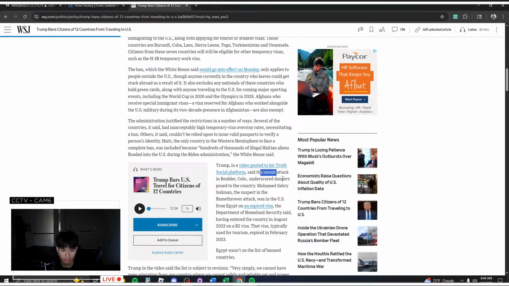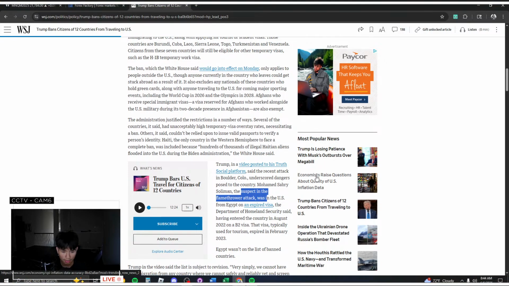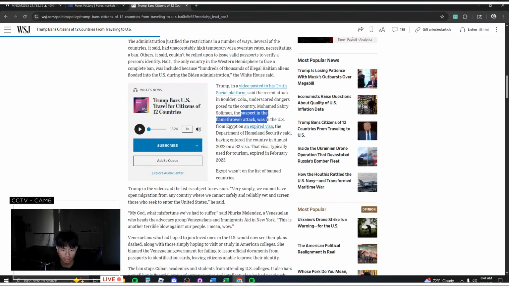So the recent attack in Boulder, Colorado underscored dangers posed to the country. Mohammed Sabri Suleiman, the suspect in the flamethrower attack, was in the United States from Egypt on an expired visa. The Department of Homeland Security said, having entered the country in August 2020 with the B2 visa, that visa typically used for tourism, expired in February 2023. Egypt wasn't on the list of banned countries. Why is that? I don't know.